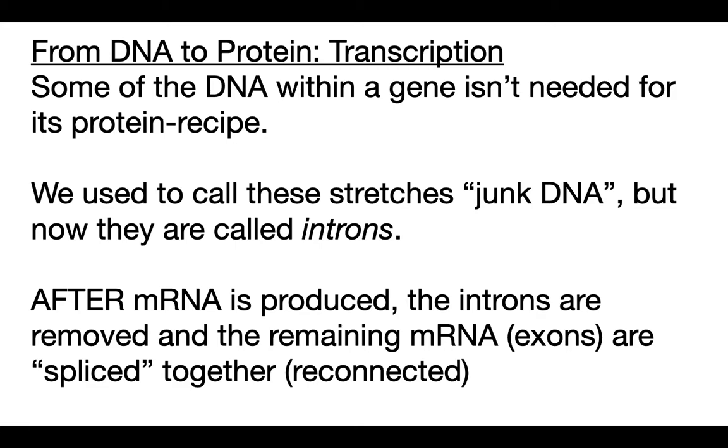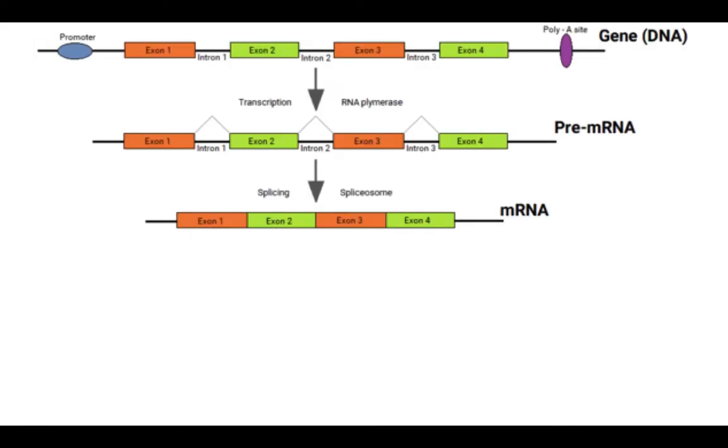So, some of this DNA that's on that coding strand isn't actually needed for the protein recipe. We used to call these stretches junk DNA. If you've ever heard the phrase junk DNA, that's what they're talking about, the parts of your DNA that don't actually produce a protein. We now call those parts introns because we have a much better understanding of why they're there. After the RNA is produced, the introns are removed, and the remaining mRNA, which we call exons, are spliced together and reconnected. Now we're going to talk about why these introns are there in a minute, but first let's just look at this process itself.